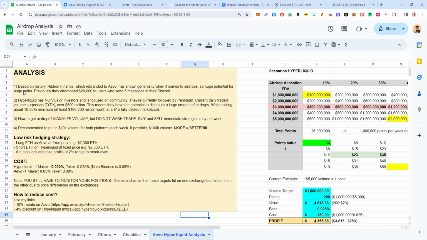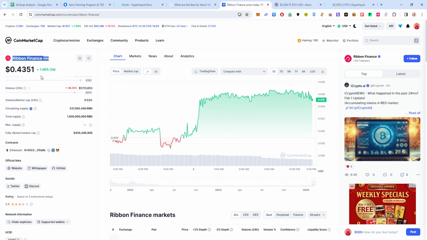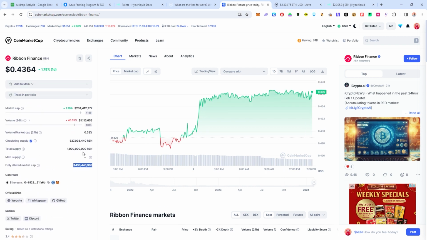Previously, we know that they airdropped 20,000 to users who sent just 5 Discord messages in their group chat. Now if we look at the Ribbon Finance valuation, Ribbon Finance rebranded to AEVO, and right now they are sitting at almost a 450 million market cap. Currently, only about 50% of their tokens are in circulation. Could they airdrop 10-20% to their users? Sure, why not? Within the next few months, we can expect that from AEVO. So this is very important to note as well.